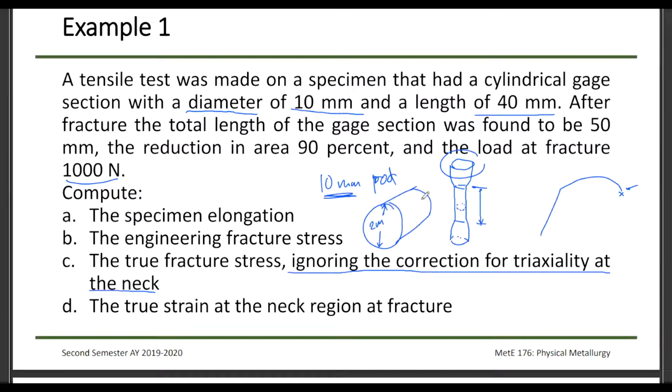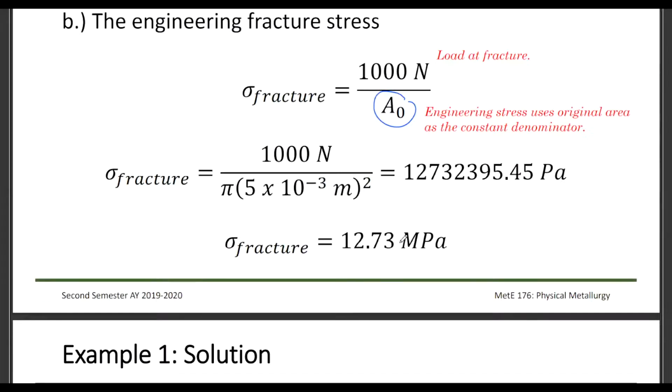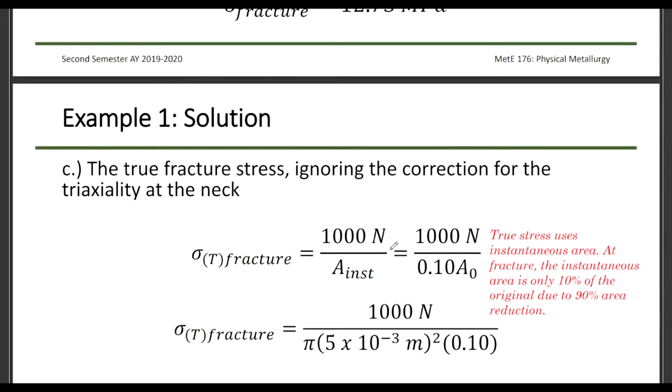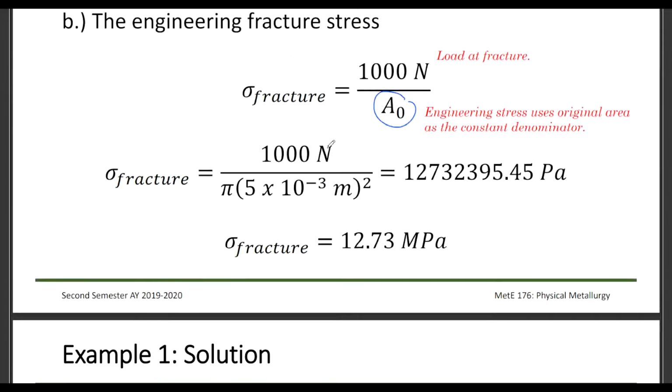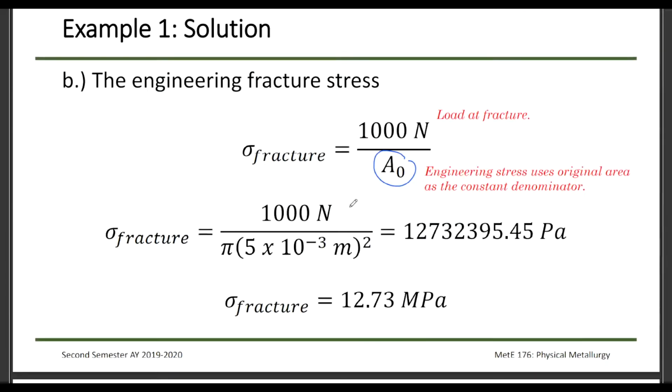So if no dimension is mentioned, usually it means the diameter, especially for cylindrical objects. Dimension is more often than not the diameter, not the radius. Although here it was mentioned to be the diameter. So here 10 over 2 gives you 5, 5 times 10 to the negative 3 meters, since it's in millimeters, squared, is equal to this Pascal, and we express this in megapascal.